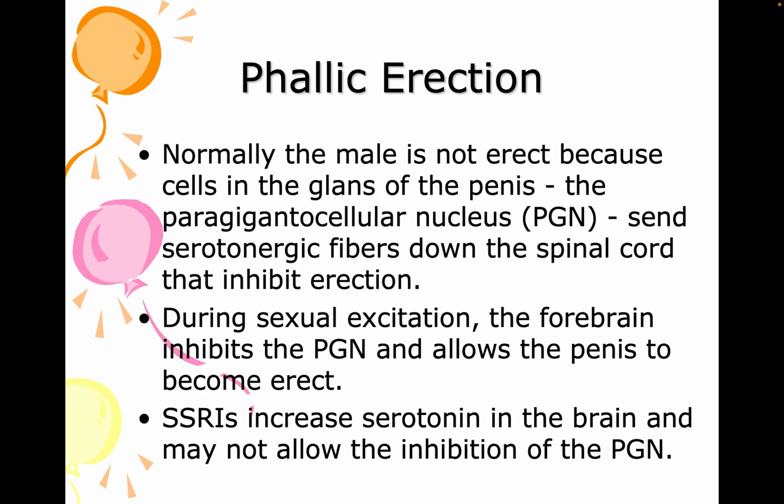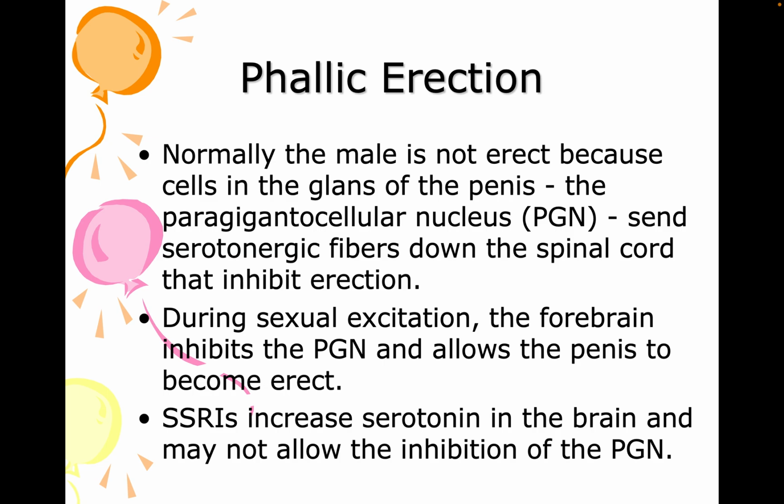During sexual excitation, the forebrain inhibits the PGN and allows the penis to become erect. Selective serotonin reuptake inhibitors increase serotonin in the brain and may not allow the inhibition of the PGN. So the biggest problem that males have is that that's not a problem.